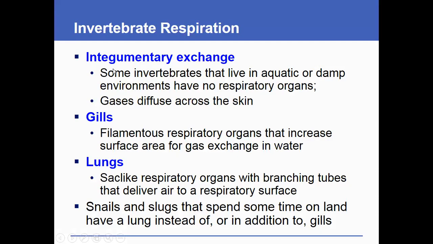Invertebrate respiration: integumentary exchange. Some invertebrates that live in aquatic or damp environments have no respiratory organs. Gas diffuses across the skin. In the case of gills, these are filamentous respiratory organs that increase surface area for gas exchange in water. Lungs are sac-like respiratory organs with branching tubes that deliver air to a respiratory surface. Snails and slugs that spend some time on land have a lung instead of or in addition to gills.